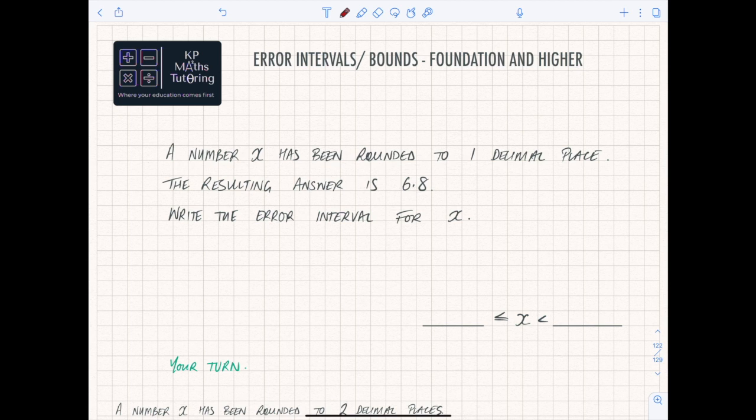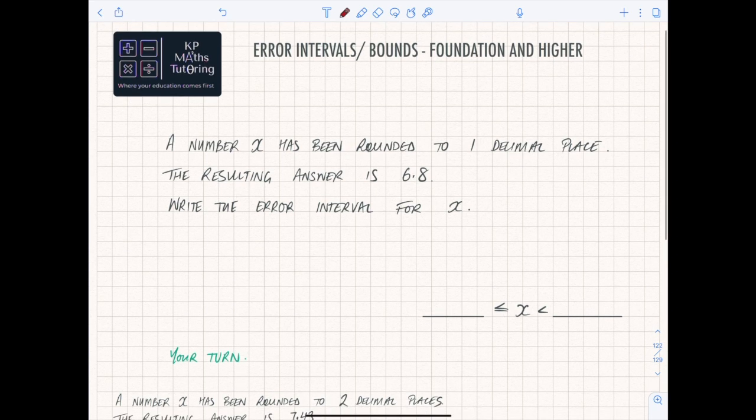Hi everybody, welcome again to this next video. In this one we're going to be looking at error intervals, and from error intervals we're then going to move on to looking at bounds. Some of this will be in foundation, some of this will be in higher, and I'll let you know exactly which bits will be in which. So let's have a look straight away.